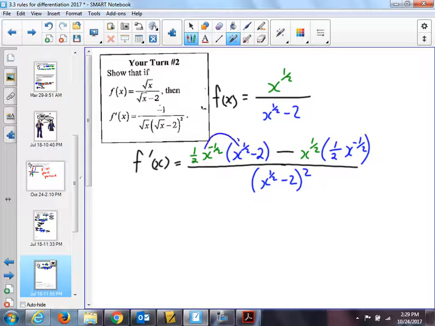Okay. I distribute now. 1/2 x to the negative 1/2 times x to the positive 1/2. Well, the half part is still going to be half, right? Number times number is half times 1. So this is still 1/2. But the x to the negative 1/2 times x to the positive 1/2, what does that turn into? x to the 0. It cancels out, right? x to the 0 is 1. So that's it. It's just 1/2. Do we see why? Some do, some don't. And that's good.